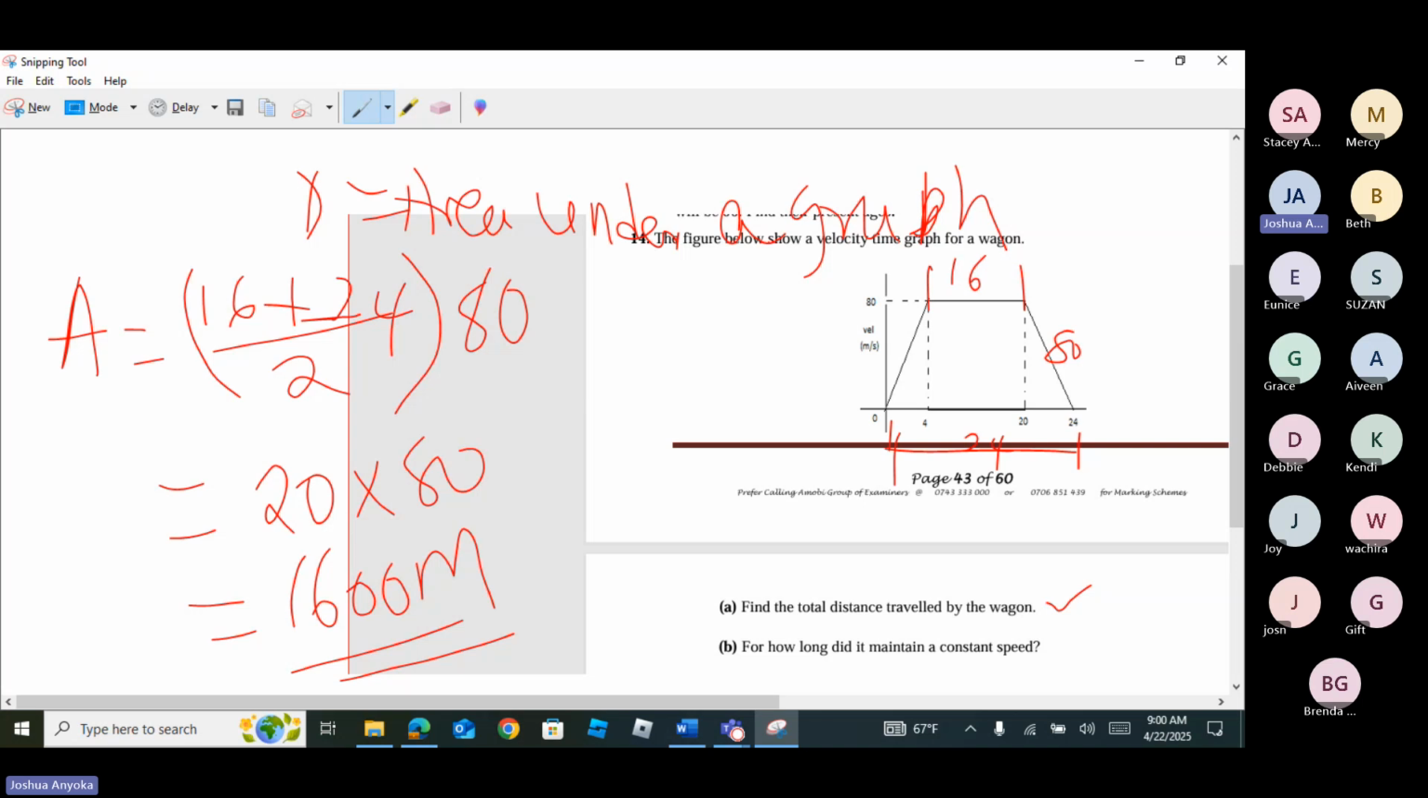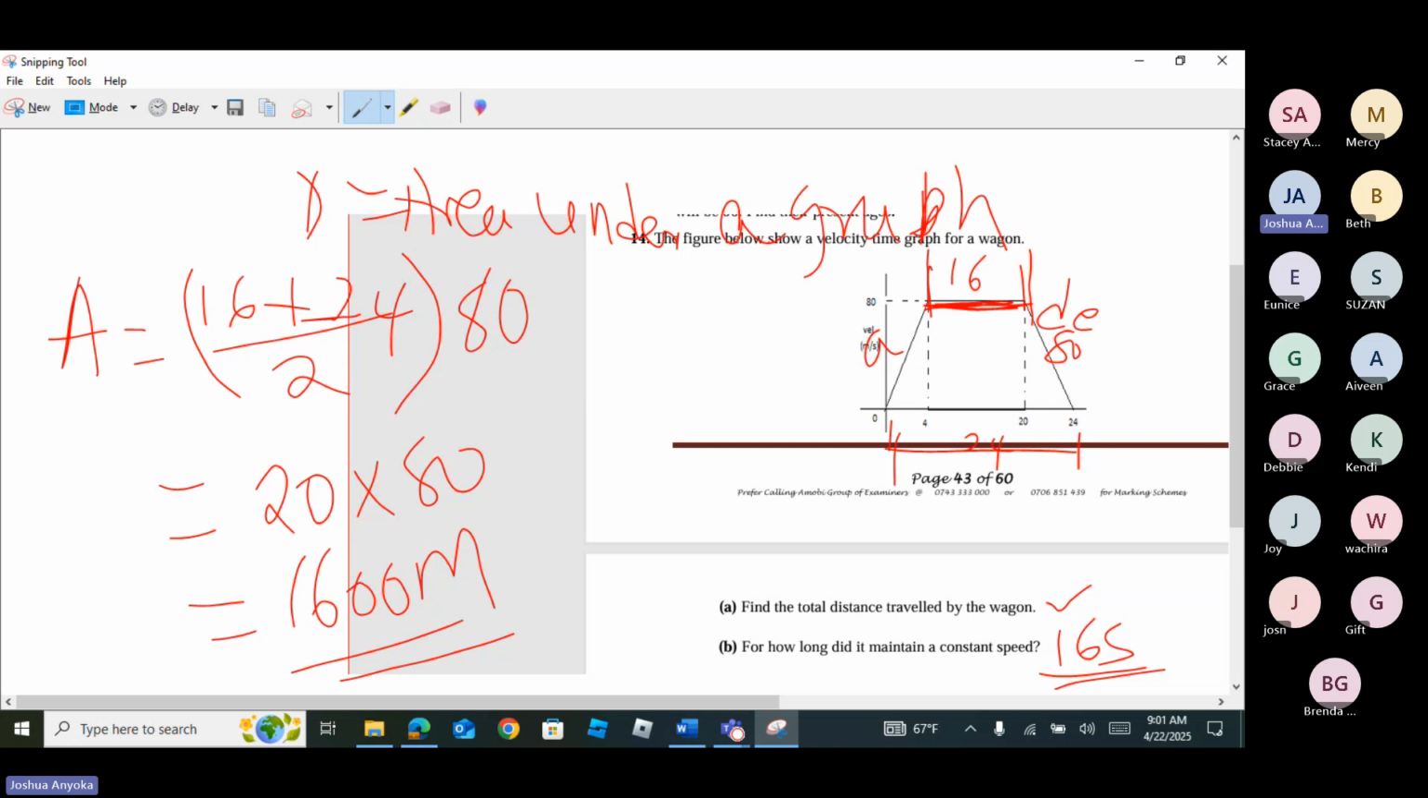How long did it maintain a constant speed? For how long? Constant speed, we said here we have acceleration. On this one, we have deceleration. And now the constant speed is along this one. For how long? 16 seconds. It is the 16 seconds where it maintained a constant speed.